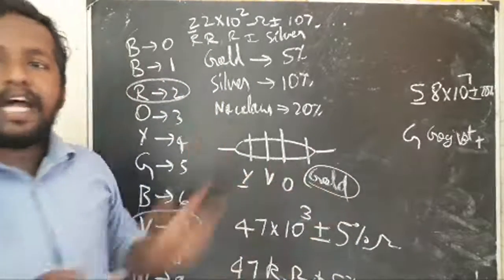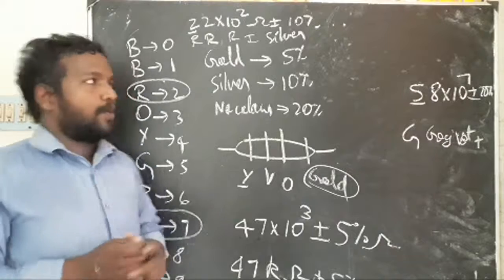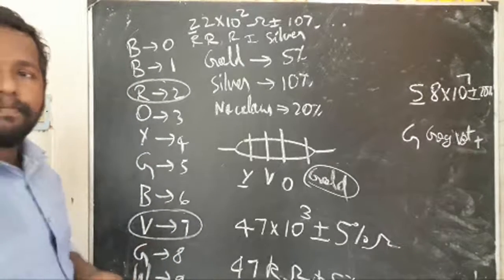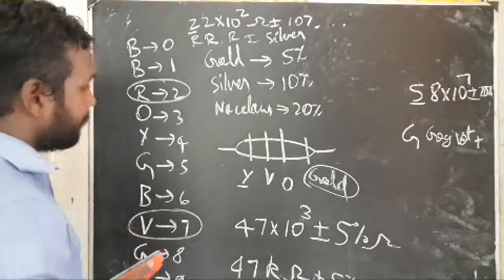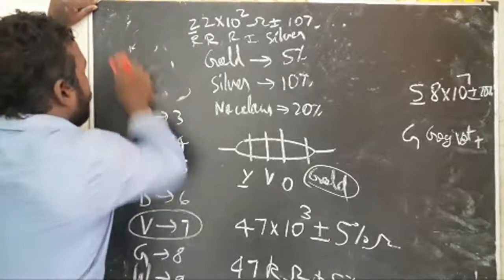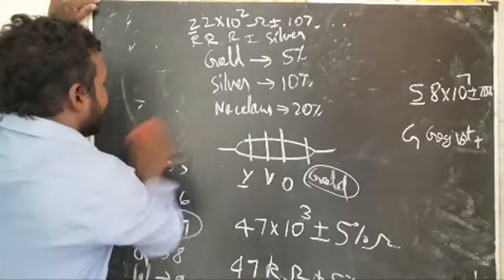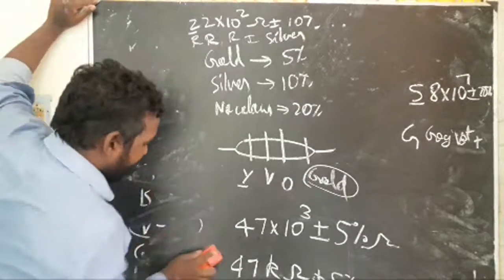Now we learned how to work with the color code. Next we are going to see which factors affect resistance, starting with how temperature affects it.